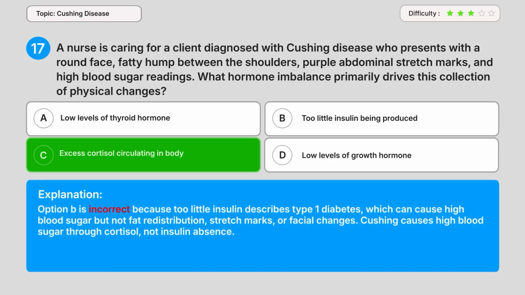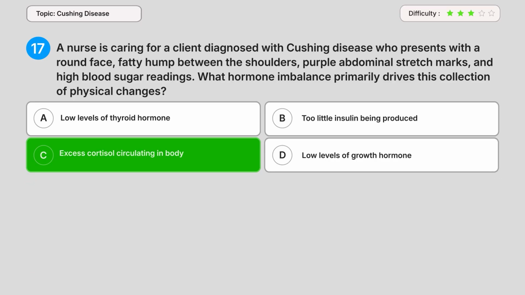Option B is incorrect because too little insulin describes type 1 diabetes, which can cause high blood sugar but not fat redistribution, stretch marks, or facial changes. Cushing causes high blood sugar through cortisol, not insulin absence.